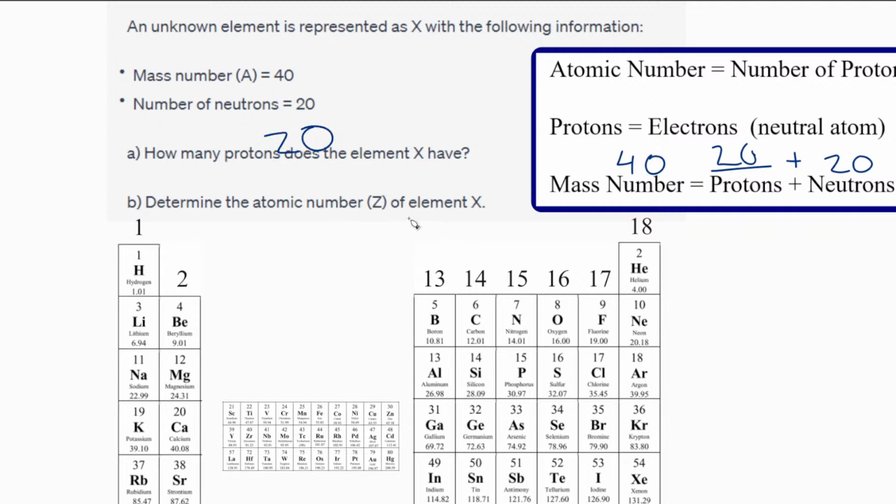And determine the atomic number of element X. So we know that it has 20 protons, and the atomic number, that's just 20, because the atomic number is the number of protons. I thought they were trying to trick me here for a moment. Yep, Kubar, you got it. Excellent.